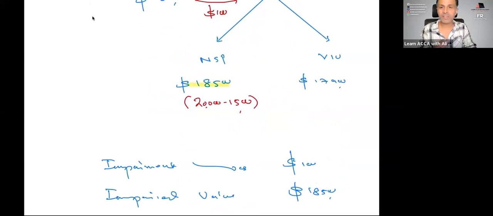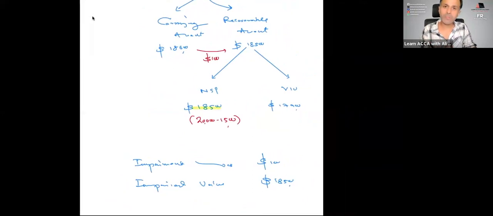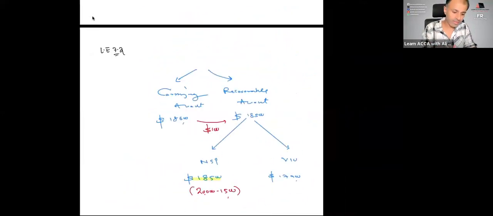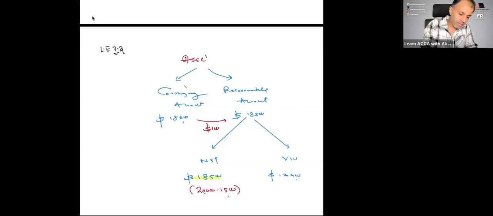This is the value of an asset after impairment, which is called the impaired value of an asset. How simple is it? I have done that for asset number 3.